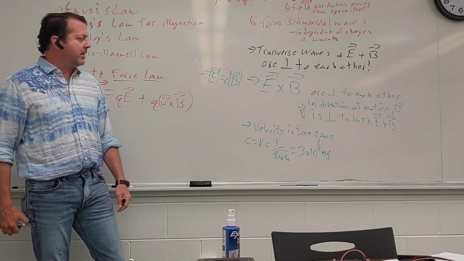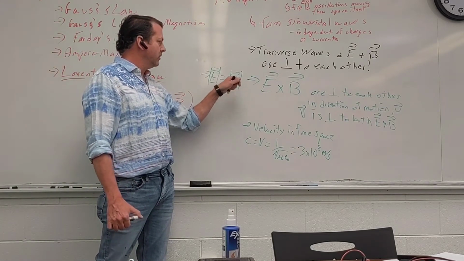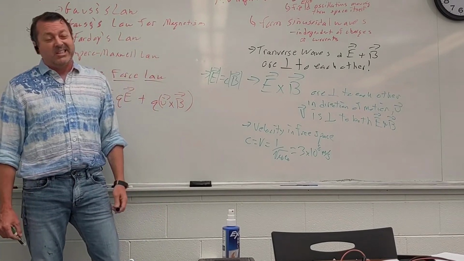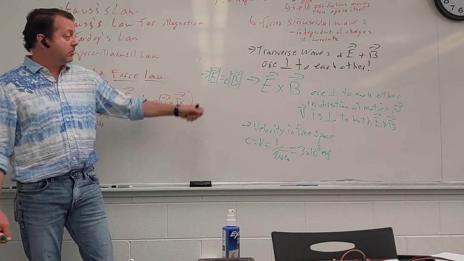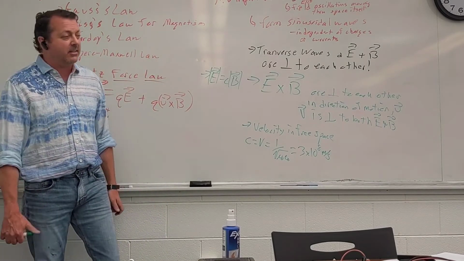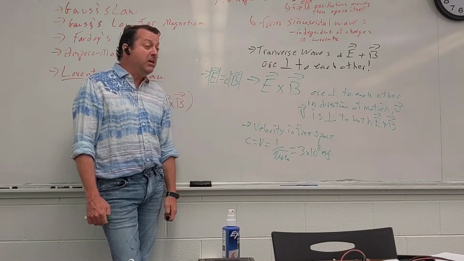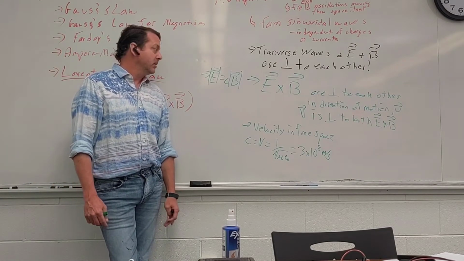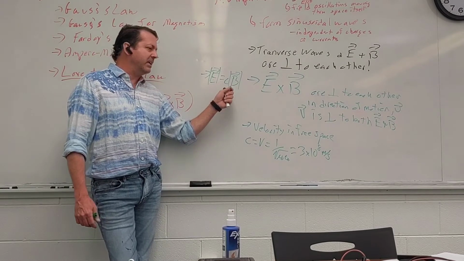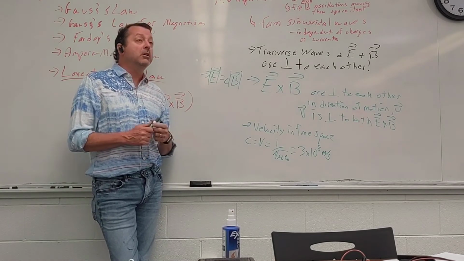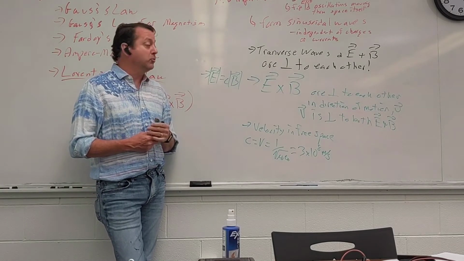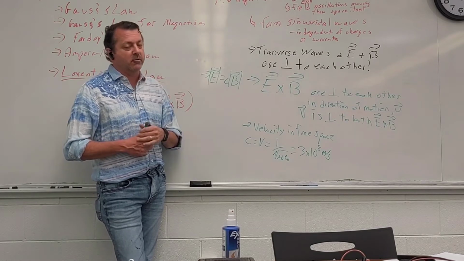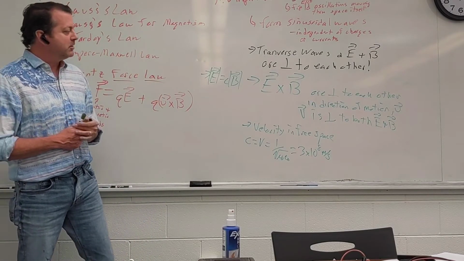In an electromagnetic wave, magnetic field times 3 times 10 to the 8 equals electric field. So it's 10 to the 8. That's like 100 million times smaller. So the magnetic effect we get from light is much less than the electric field.